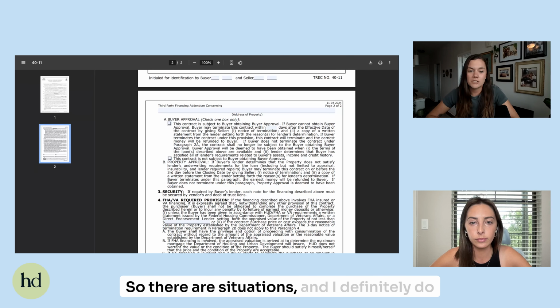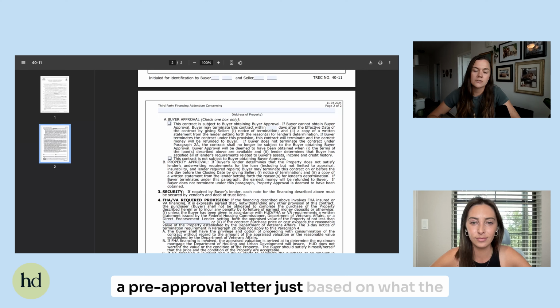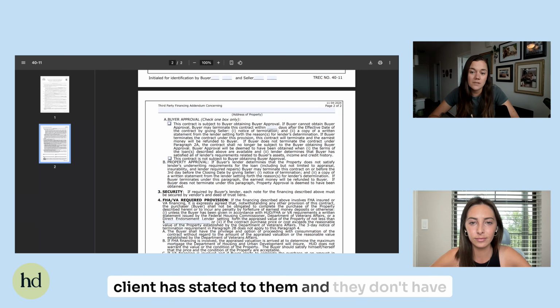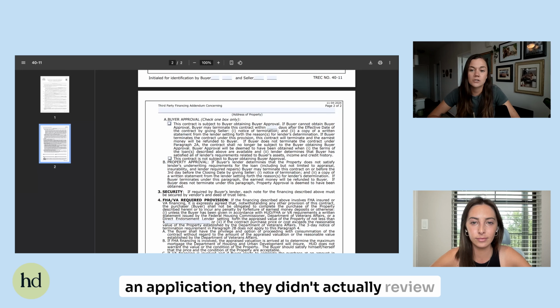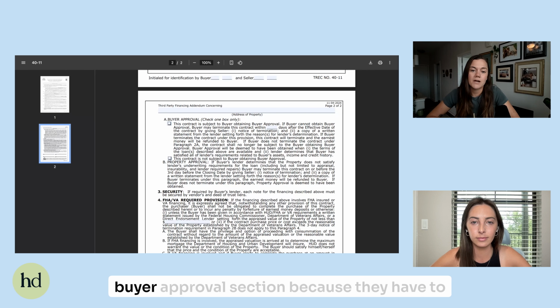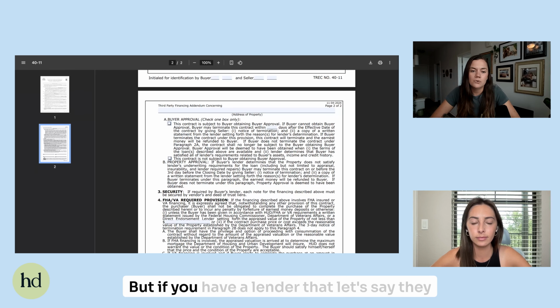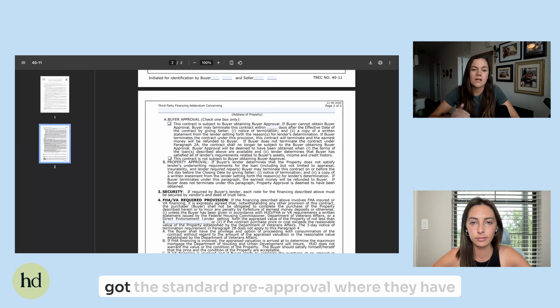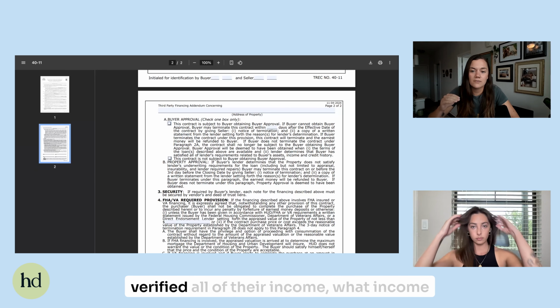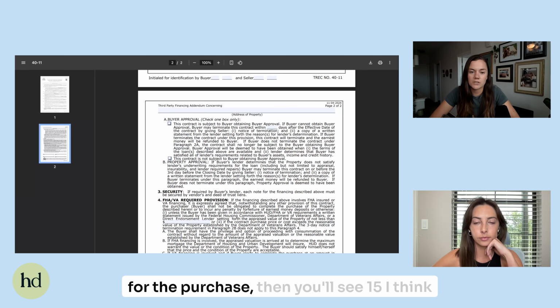There are situations, and I definitely do not recommend this, where a lender gives out a pre-approval letter just based on what the client has stated to them, and they don't have an application, they didn't actually review anything or verify their income, assets, etc. Then you'll probably see 21 days in that buyer approval section because they have to do everything from start to finish. But if you have a lender that got the standard pre-approval where they have verified all of their income, what income they can use, and made sure that they have assets for the purchase, then you'll see 15, I think, is pretty common.